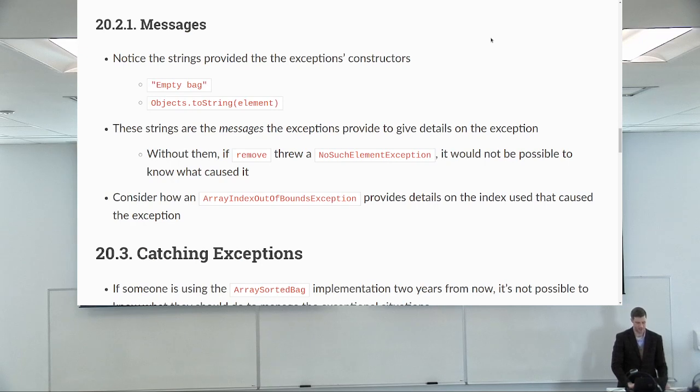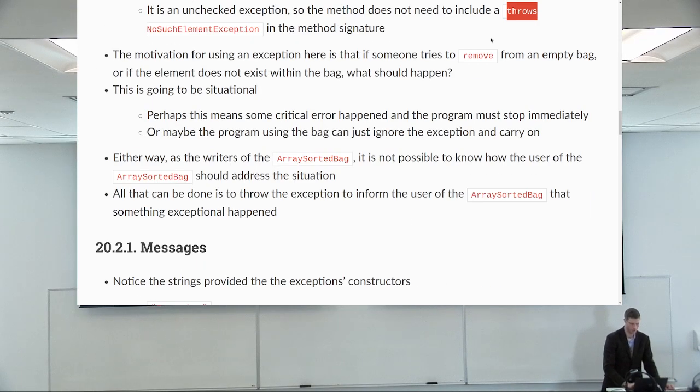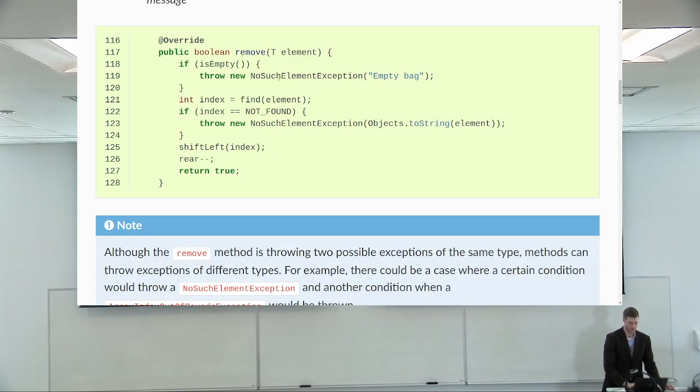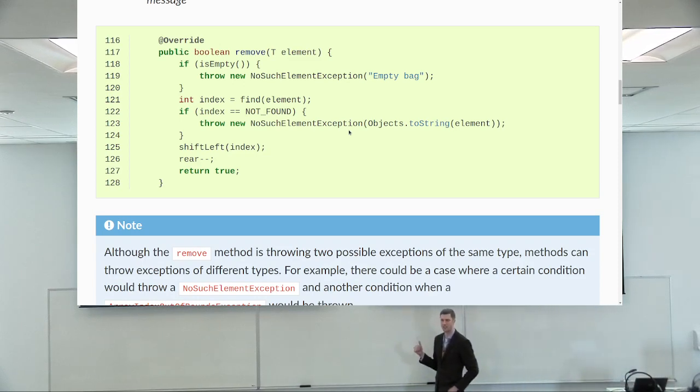The messages are just the strings you put inside the parentheses when creating an exception. They provide some context of what went wrong. If you've got two different NoSuchElementExceptions, they're both NoSuchElementExceptions, but the message gives a little bit more detail.